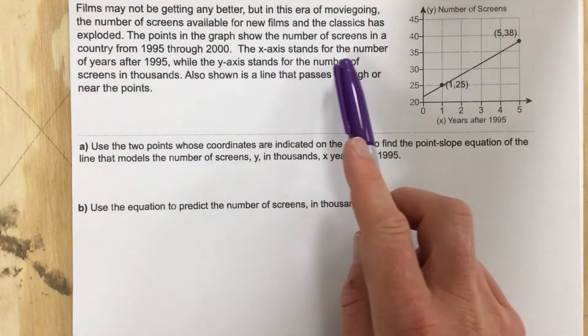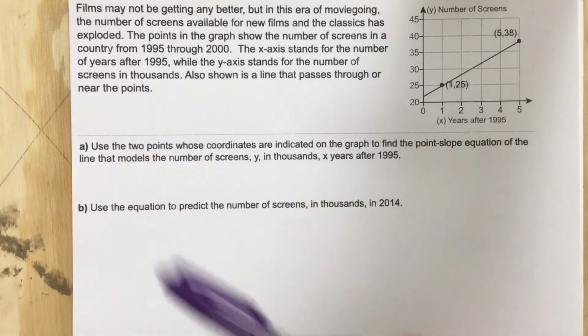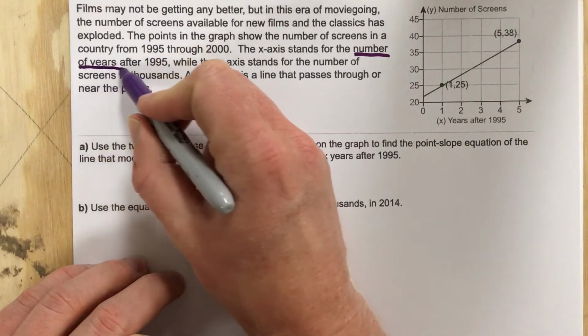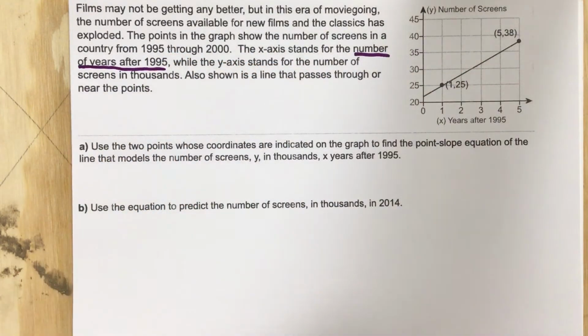The x-axis stands for the number of years after 1995. I'm going to underline that. So this is the number of years after 1995, while the y-axis stands for the number of screens in thousands, also shown as a line that passes through or near the points.